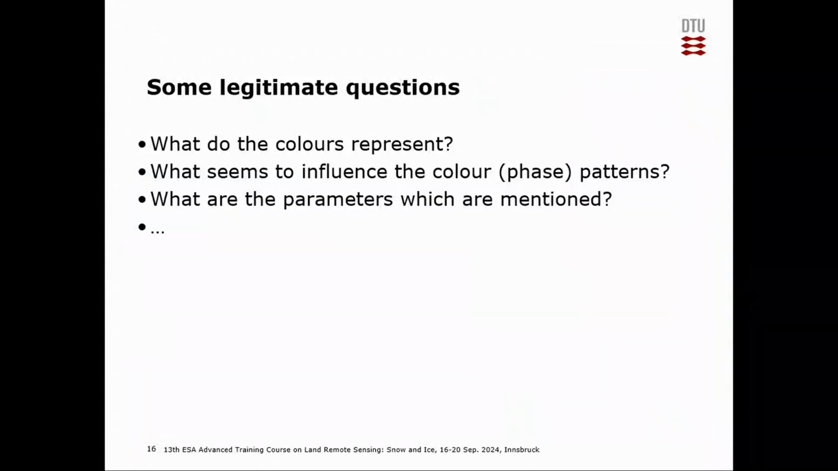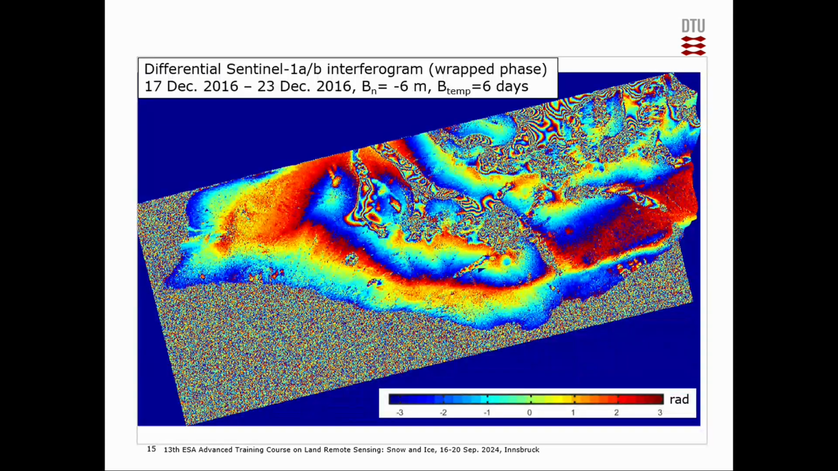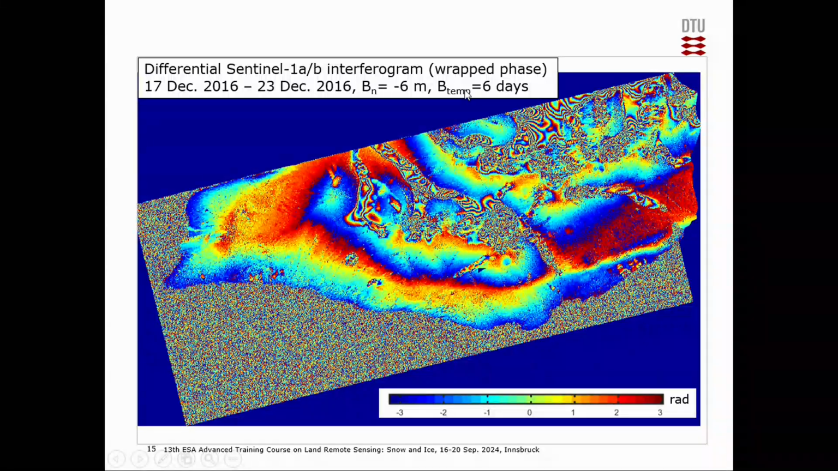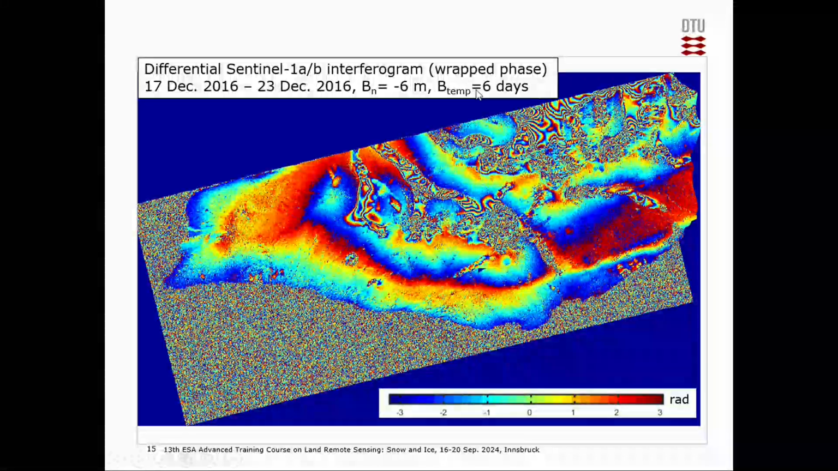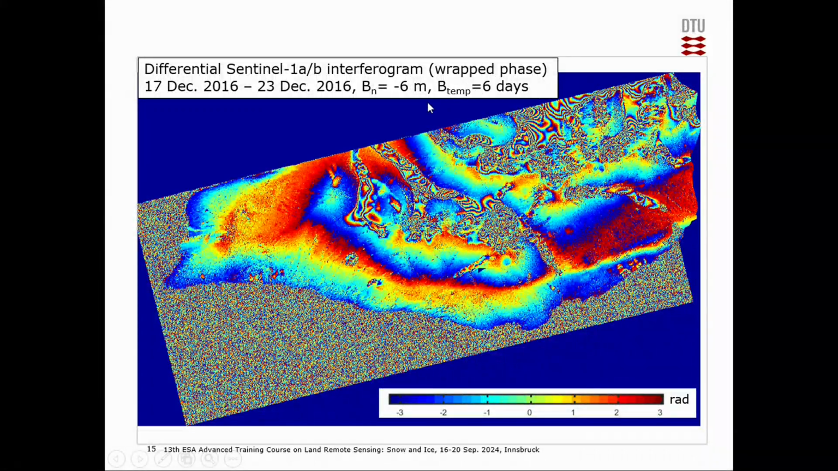So you might have some legitimate questions. What is influencing all these colors and making all these phase patterns change? If your eyesight is better than mine, you have also noted that there are some parameters scribbled up here: Bn minus 6 meters, Btemp 6 days, that we mentioned. What are these parameters?